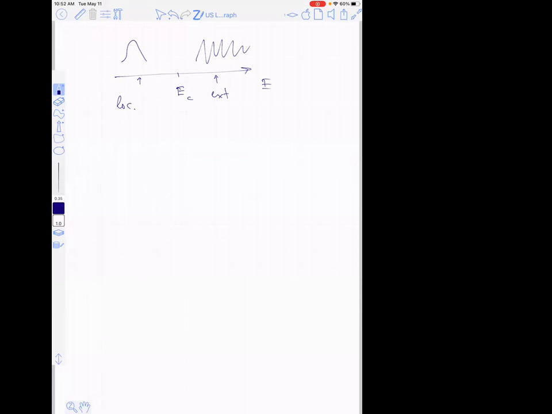But what happens exactly at the critical point? That's the interesting question. And the answer is that the wave function at the critical point, let me try to draw a caricature for this in one dimension, looks like this at the critical point.